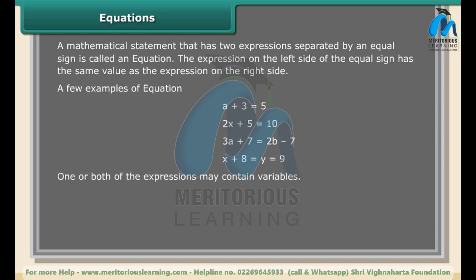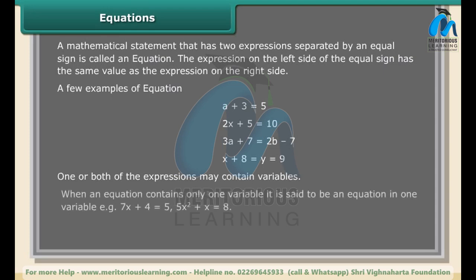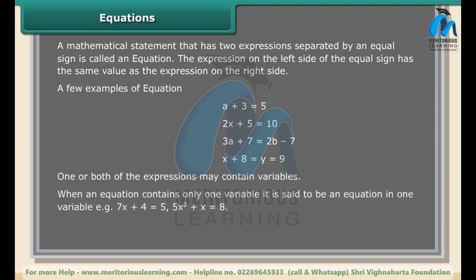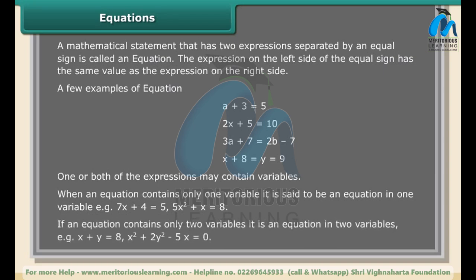One or both of the expressions may contain variables. When an equation contains only one variable, it is said to be an equation in one variable. That is, 7x plus 4 is equal to 5, 5x squared plus x is equal to 8. If an equation contains only two variables, it is an equation in two variables. That is, x plus y is equal to 8, x squared plus 2y squared minus 5x is equal to 0.